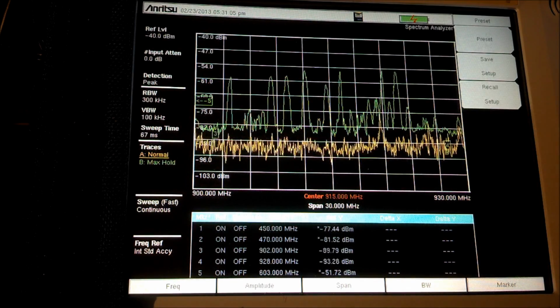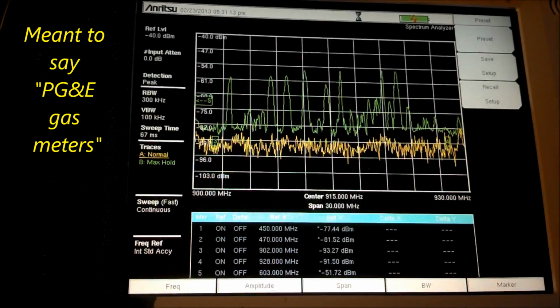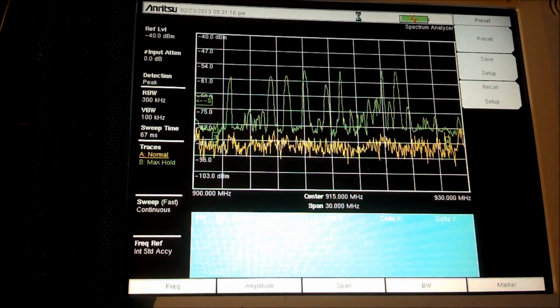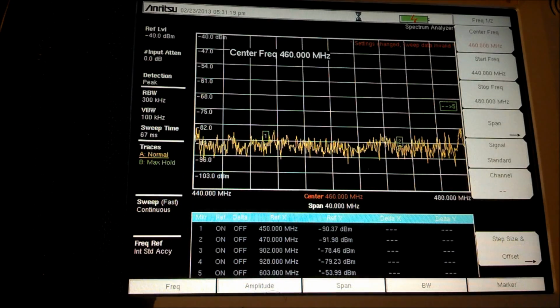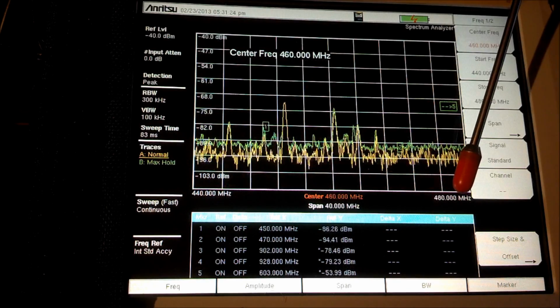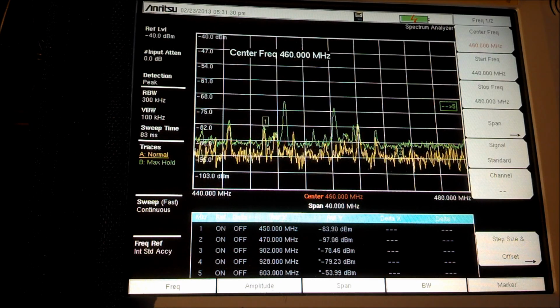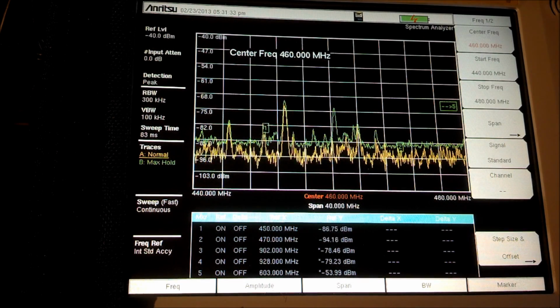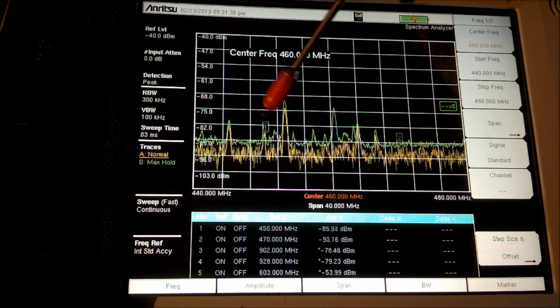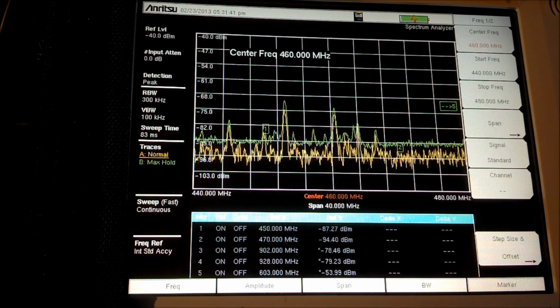We also have in California the PG&E meters down here in the 450 to 470 band, and those are the meters that are made by Aclara. As you can see, we're now sweeping from 440 to 460. Within this band, there are also a lot of other things. For example, there's police radio. San Jose Police Department is transmitting right around in this area. But occasionally you will see small pops from the PG&E gas meters as well in this band.